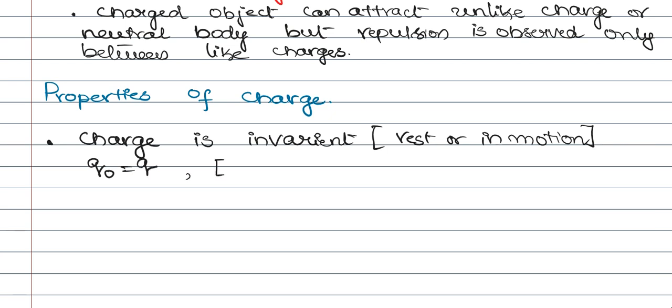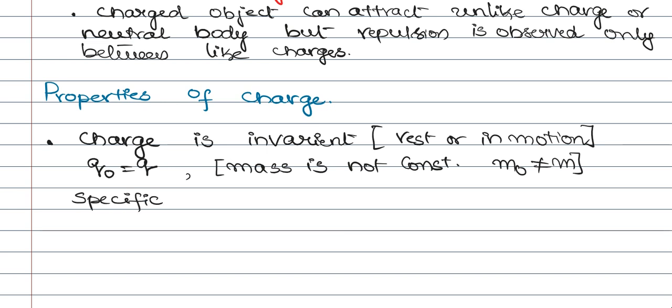But mass is not constant. According to Einstein's theory of relativity, mass varies, m naught is not equal to m. So we will speak about the rest mass and all those concepts. It is not important here, but mass is not constant and hence specific charge is also not constant. This kind of theory questions they may ask.